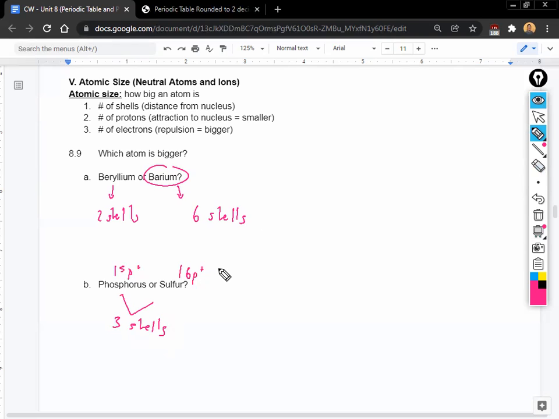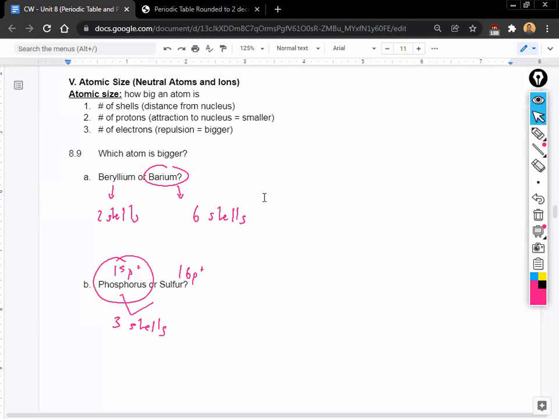Okay, so let's think about this. Which one of these atoms pulls in the electrons more? Sulfur pulls them in more because it has 16 protons, right? It's a really good looking atom. It's pulling the electrons in. Phosphorus, a little bit more ugly. So phosphorus is going to be bigger because it can't pull the electrons in closer. Yeah, it's a 15 out of 16. Almost there.